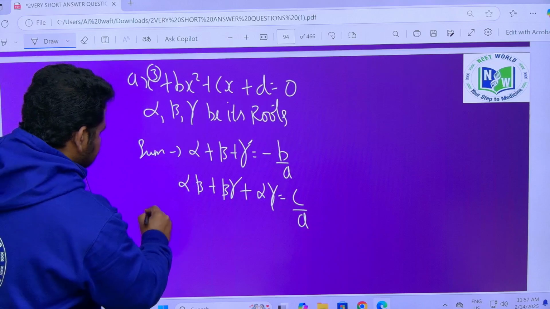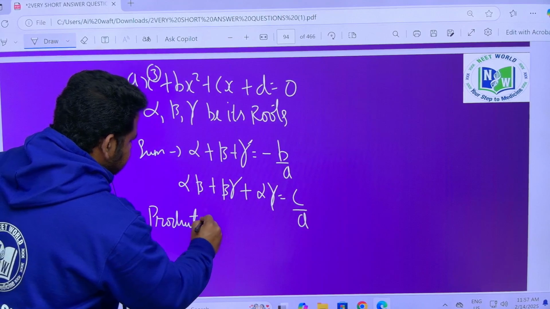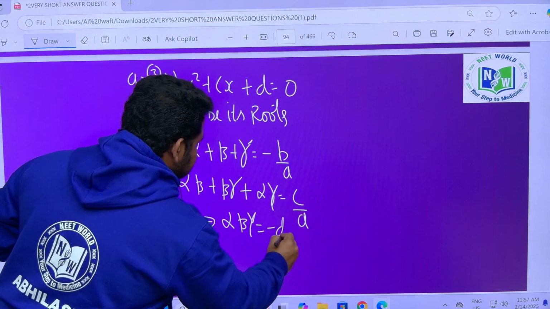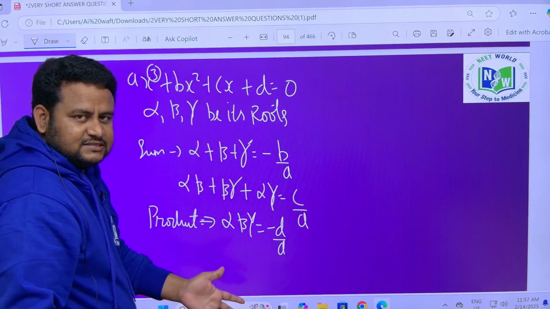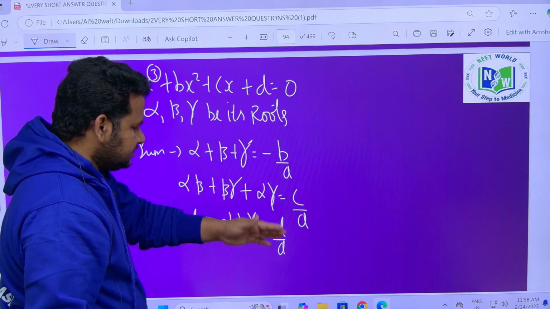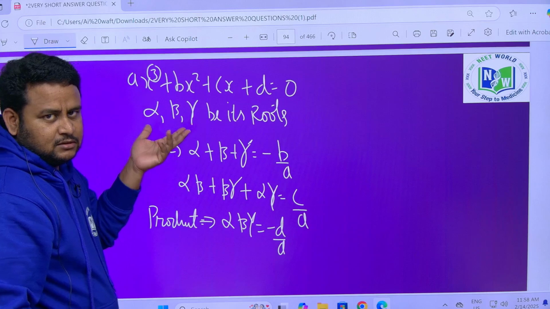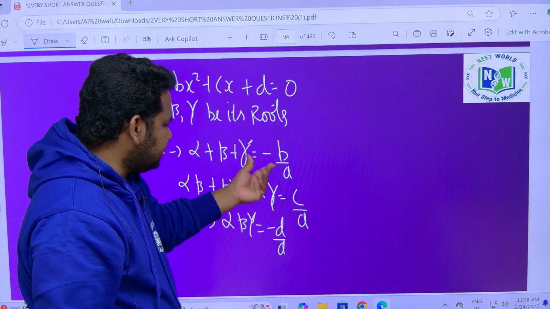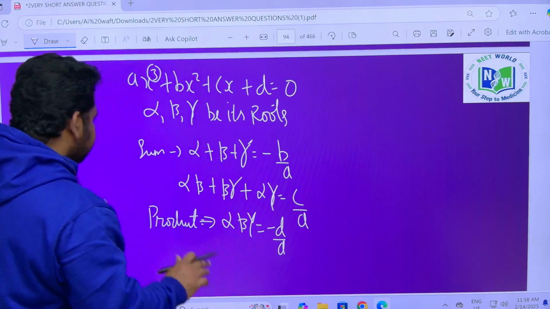Next, the product of the roots, alpha into beta into gamma, is given by minus d by a. So the signs go minus, plus, minus, and then again plus. It will be the same pattern. If it is a biquadratic expression, or an expression having power of 5, then the sign will keep varying like that. I hope it is clear now.